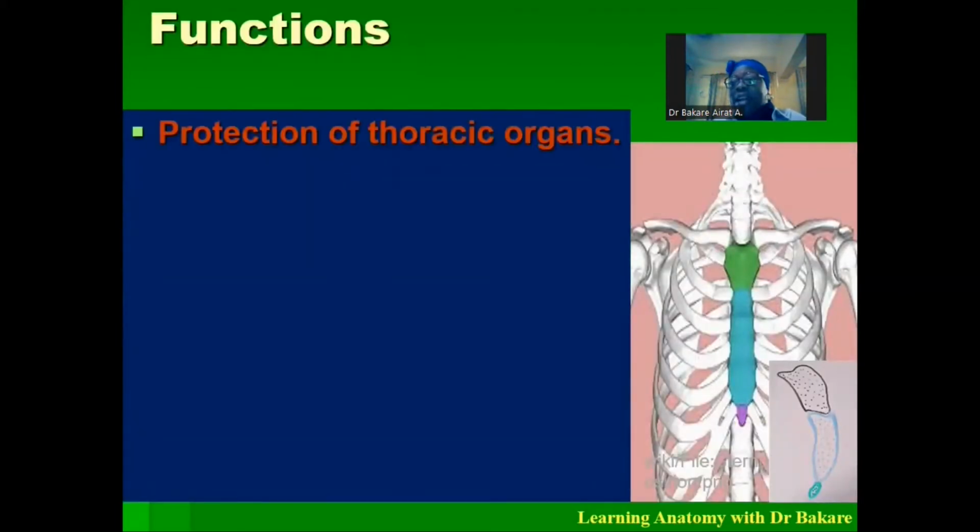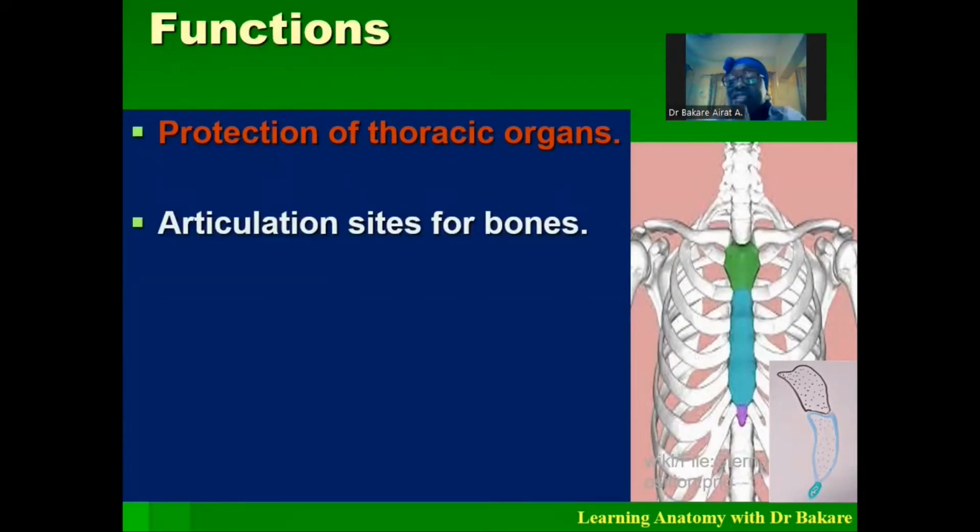The sternum has a protective function, so it helps to protect the thoracic organs. Remember, in our previous slide, we established that the sternum forms part of the structural component of the thoracic cage. We said that it is seen in the anterior midline of the thoracic cage. And the thoracic cage, we know that it helps to protect the thoracic cavity. And within the thoracic cavity, we have thoracic organs. And these organs are housed by the thoracic cage, which the sternum also forms part of its structural component. So we can state that the sternum also has a protective function.